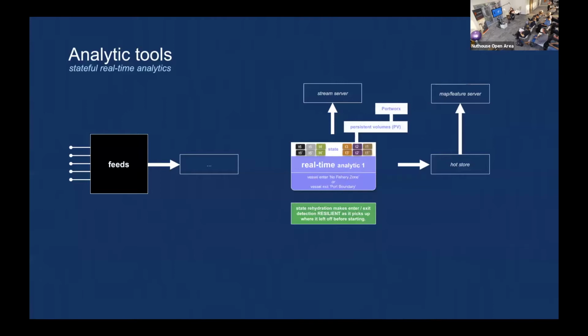So it doesn't matter what node it lands on. If it lands on a node where there's a replica on Portworx, it'll rehydrate the data from where it left off, and so we won't miss those events. And so we can finally solve this new problem.